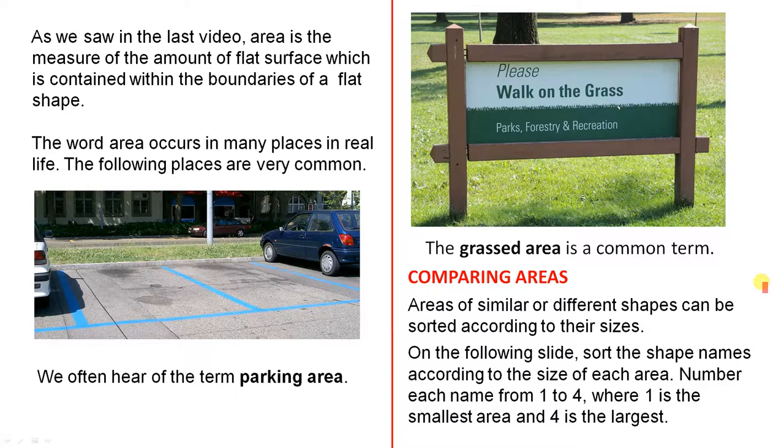Comparing areas. Areas of similar or different shapes can be sorted according to their sizes. On the following slide, sort the shape names according to the size of each area. Number each name from 1 to 4, where 1 is the smallest area and 4 is the largest.